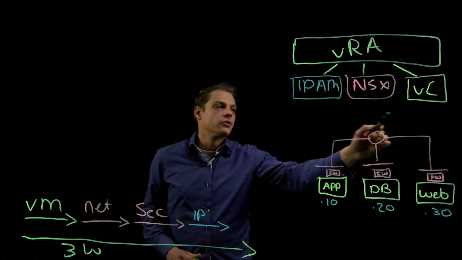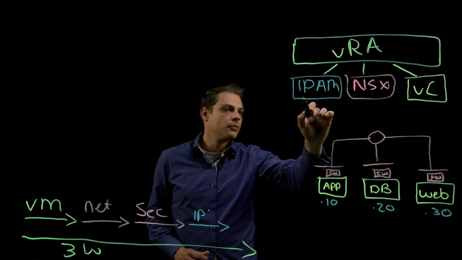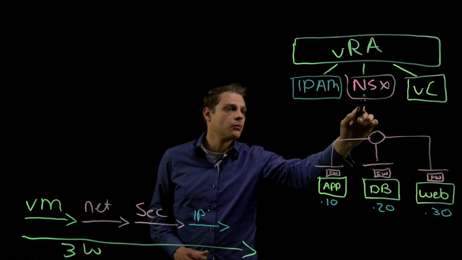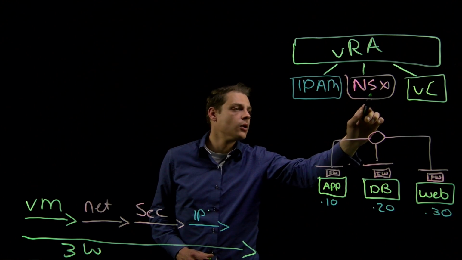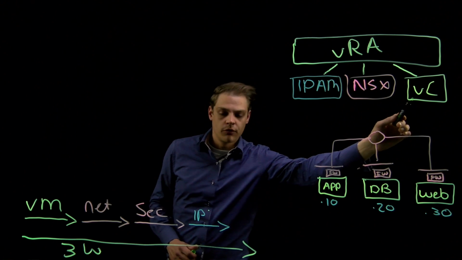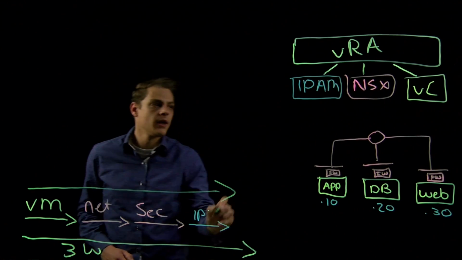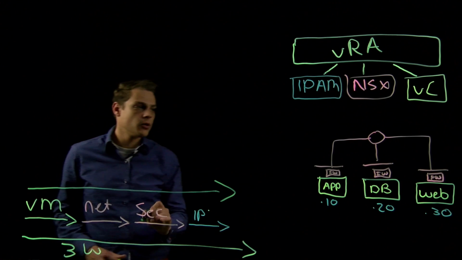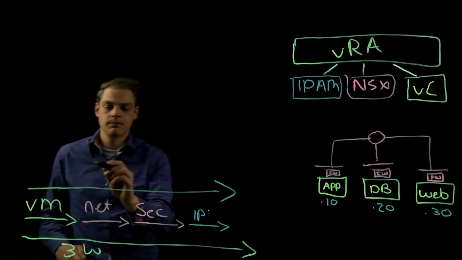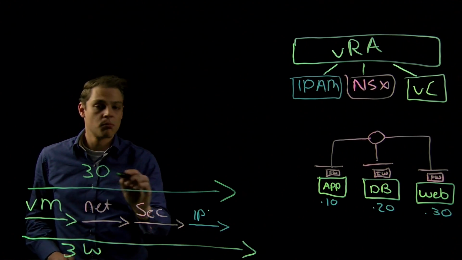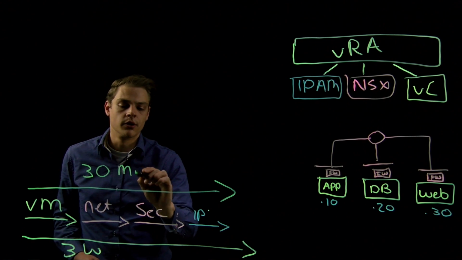This is an automated process. We can automate the obtainment of the IP address, the creation of the networks and the firewall, and the deployment of virtual machines. Using a cloud management portal, we can actually decrease the time of the full process to approximately 30 minutes.